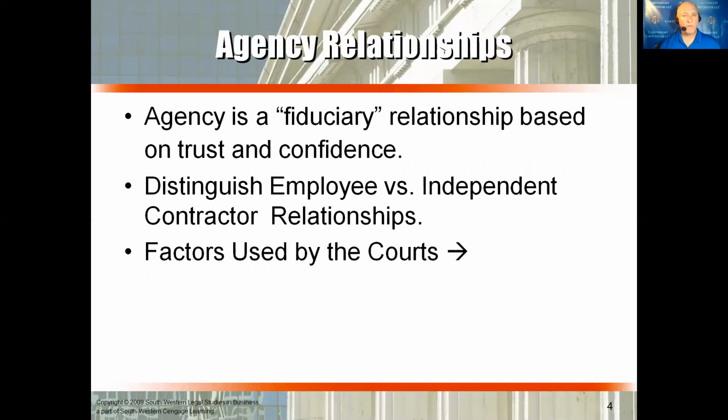Now, one of the things that'll be important for you in real world law, as well as for purposes of the exam, and I know the exam is always important for you as well, is to make a distinction between an employee who would fall under the principal agency theory as contrasted with an independent contractor who would not. Generally, there are many different factors that the courts use in making a determination of whether a particular worker is an employee or an independent contractor.